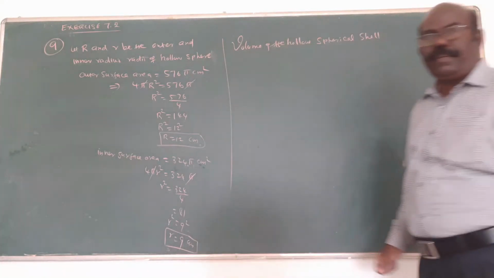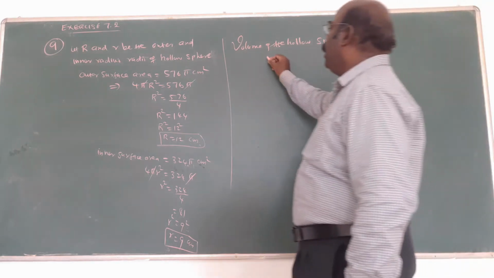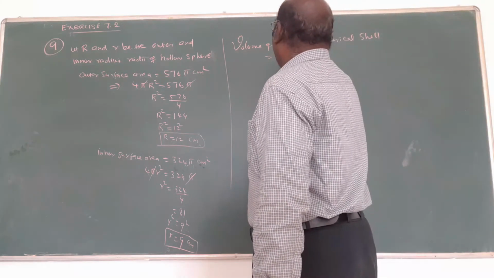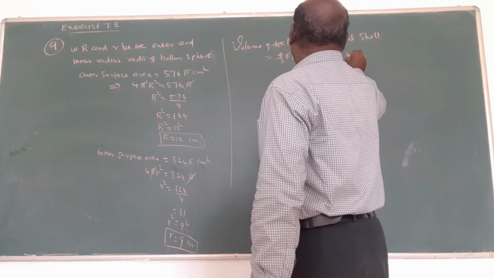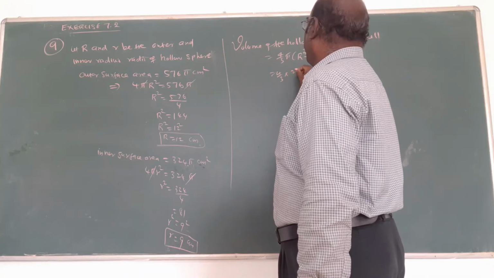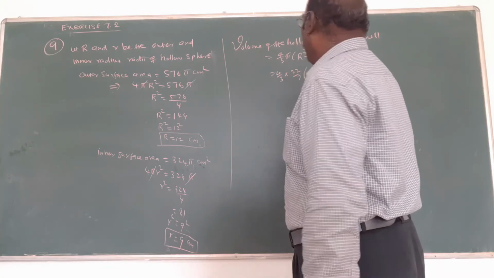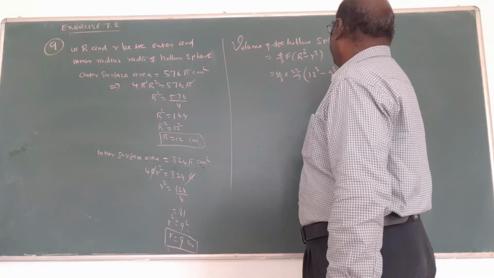The question is asking: find the volume of the material required to make the spherical shell. Now, what is the formula? Hollow sphere volume is 4 by 3 pi (capital R cube minus small r cube). Now 4 by 3 into 22 by 7 into (12 cube minus 9 cube).